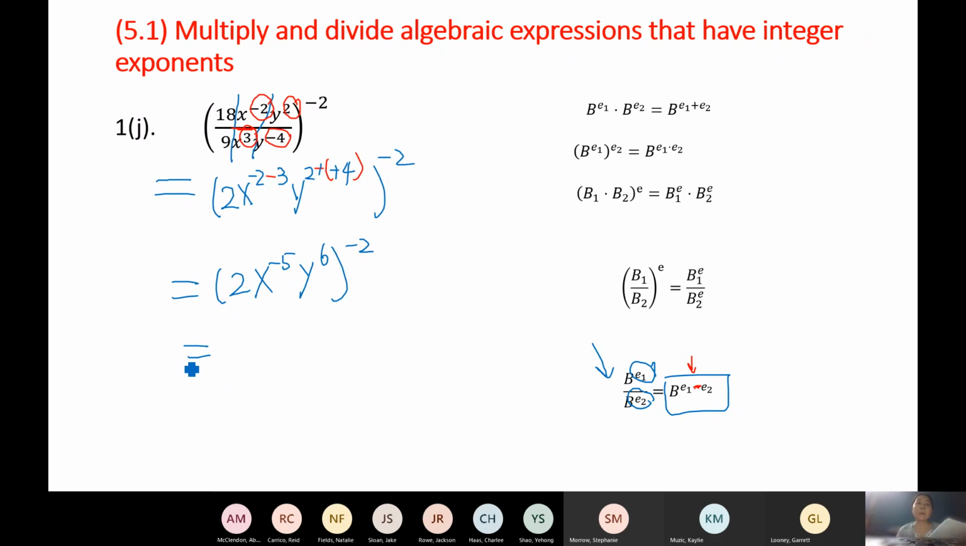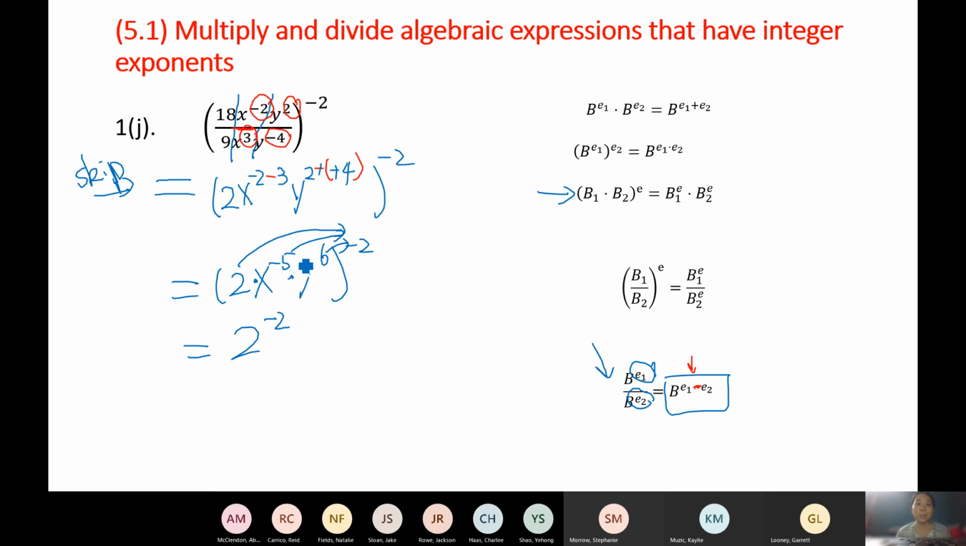All right, so the next step, we could use this third formula because we have multiplication in the base. You can raise each of them to the exponent. A lot of steps can be omitted. For example, this one can be omitted. You may skip this step if you can do the subtraction in your mind.